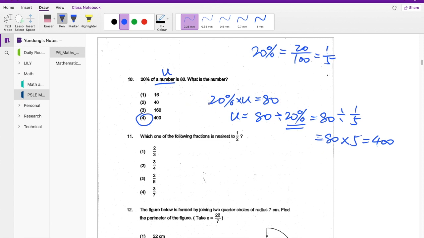Okay, this is the way we calculate in the reverse operation. Also, we can see that 20% of number is 80. Well, 20%, we know that this is 1/5. So 20% of number is 80. So we see the whole number is 80 times 5, which is 400.